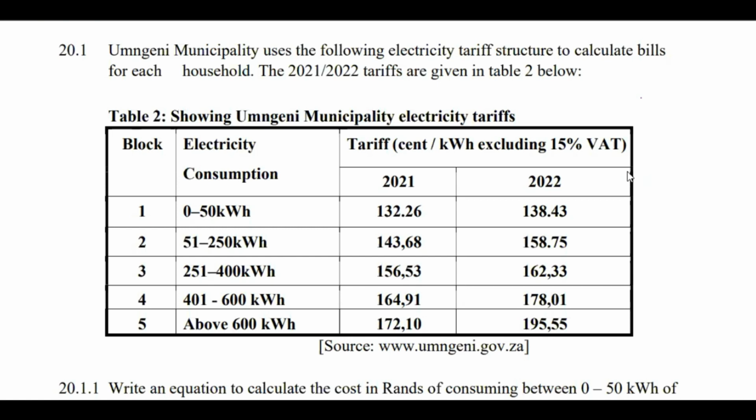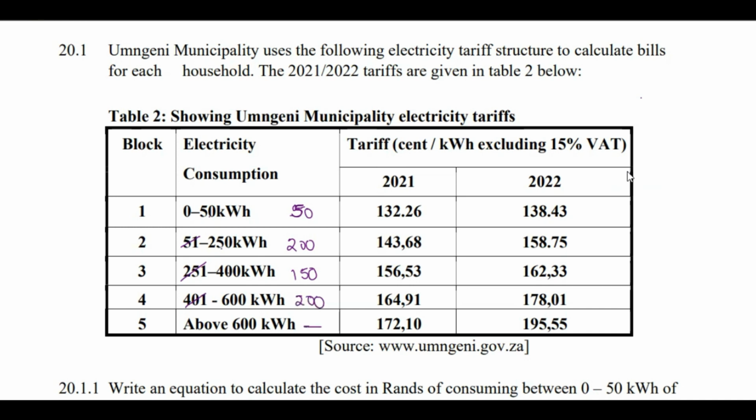So for block 1, we have a maximum of 50. Then we shall come here now. We said we ignore the numbers on the left hand side. You ignore them. So we start subtracting: 250 minus 50, you get 200. 400 minus 250, you get 150. 600 minus 400, you get 200.